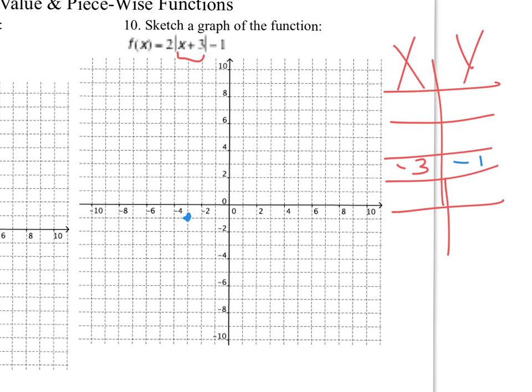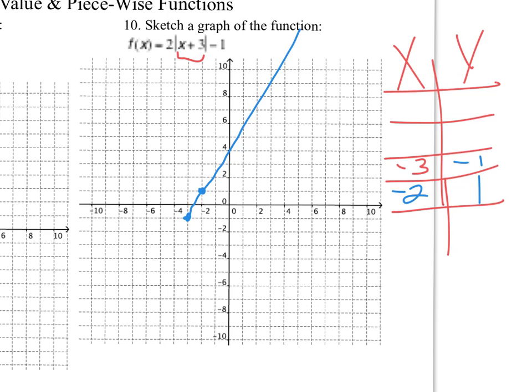Then if I go up 1 to -2, -2 plus 3 is +1. Absolute value of +1 is +1. 2 times 1 is 2, minus 1 is 1. That gets me my right half of the equation.